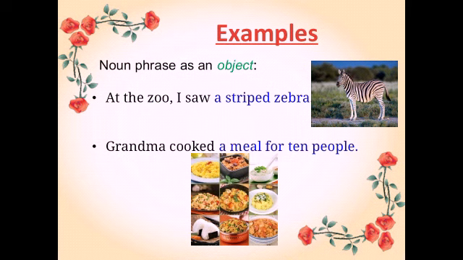Check the other sentence. What did Grandma cook? Cook is the verb in the sentence. Using that verb, you ask the question, what did Grandma cook? And you get the answer, a meal for 10 people. Got the idea?